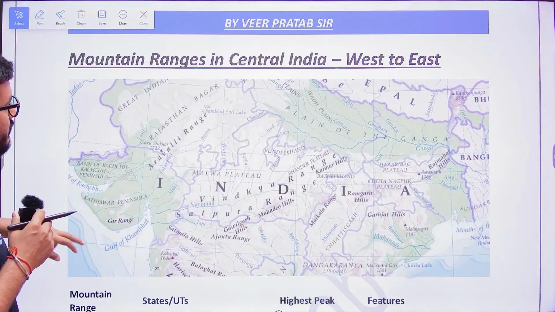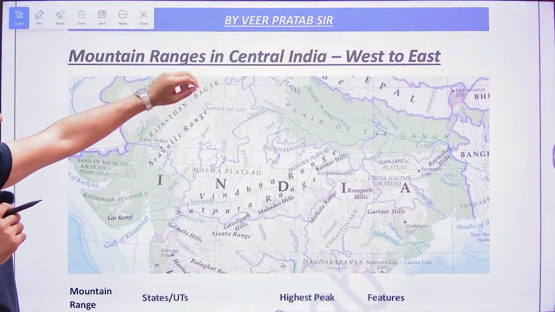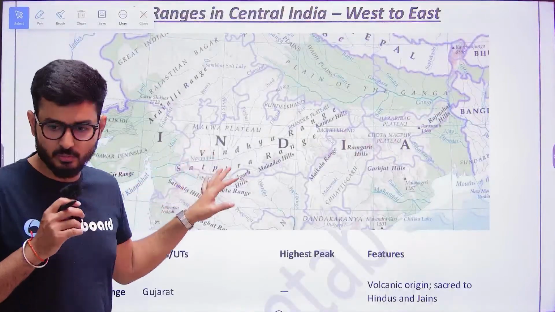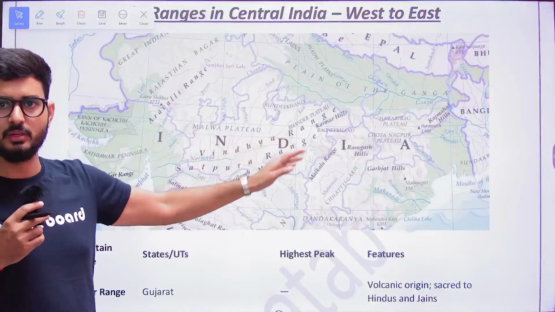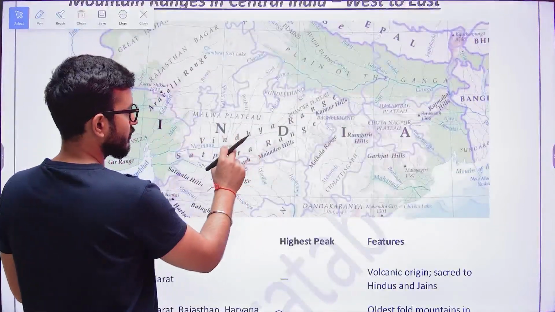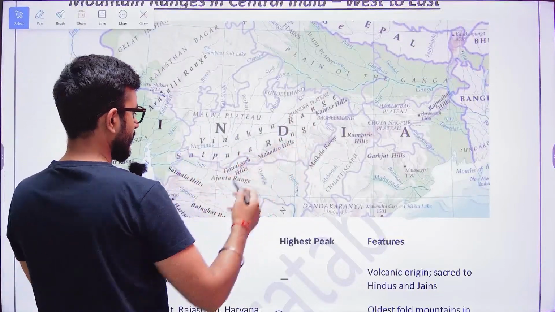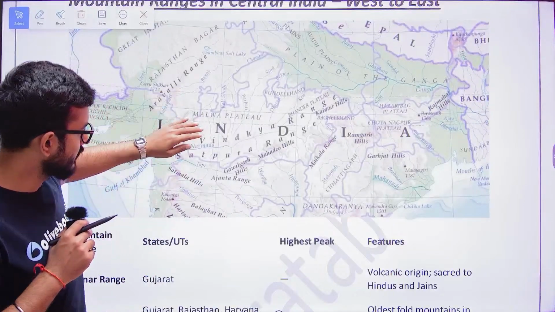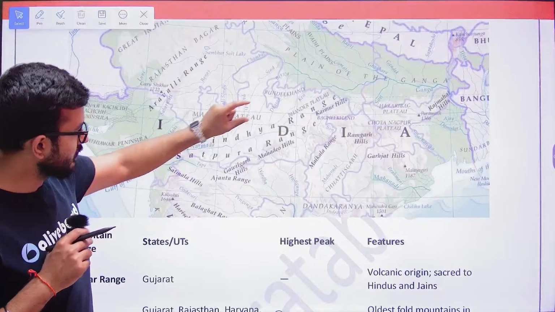After that, there is another aspect, that is the mountain ranges in central India. Here in central India, there is a zoomed up map, and in the zoomed up map, you will have to go through it. Now, the idea here is that in the northern part, what you can see is the Vindhyan ranges. In the southern part, what you can see is the Satpura ranges. Here all of these ranges, you can see from the west to the east.